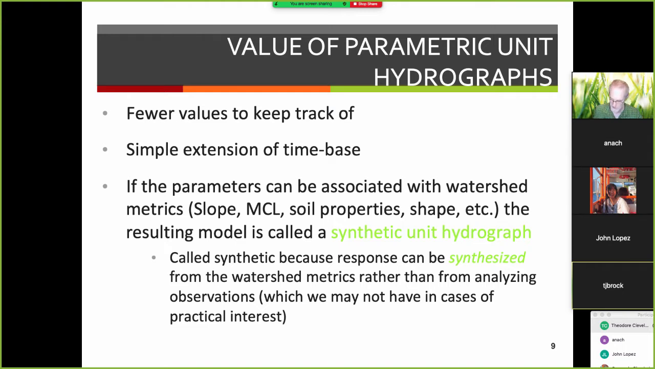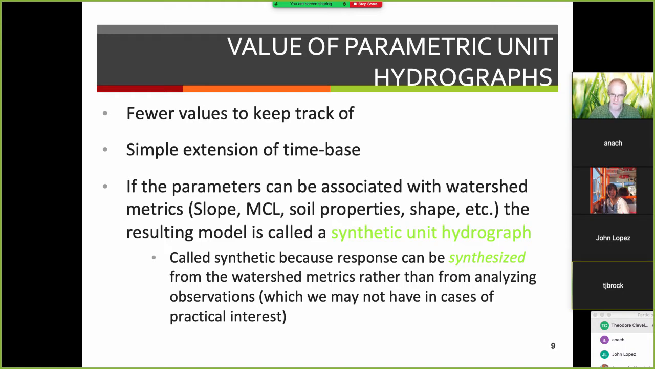And here's the value of the parametric unit hydrograph. There's actually a fourth value here that I'll state out loud when we get to it. There's fewer things to keep track of. That's one of its benefits. Extending the time base, so making it deal with longer and longer inputs or response time, is very simple.